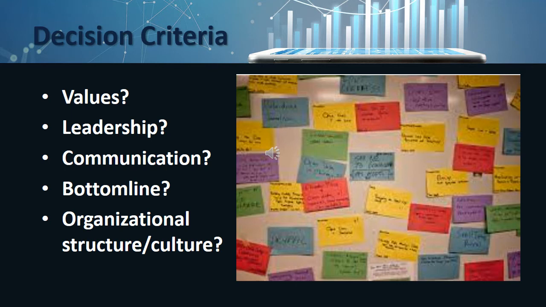Decision criteria will help you evaluate the alternative courses of action that you will generate later. For example, does the organization espouse values? Does it practice those values? Or maybe the values are absent? How is the communication system in the company? How are the organizational structure and organizational culture in the firm? How is the leadership in the company? What are the financial ramifications?